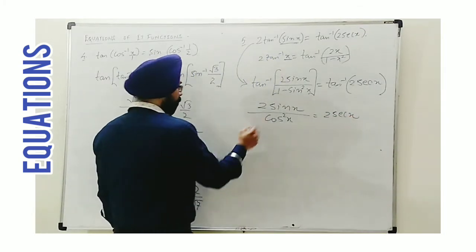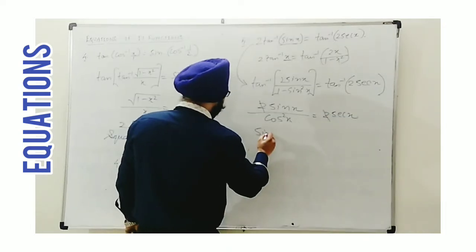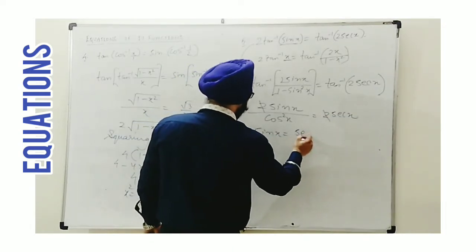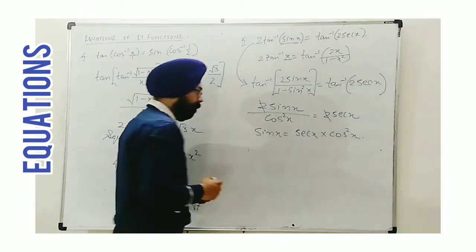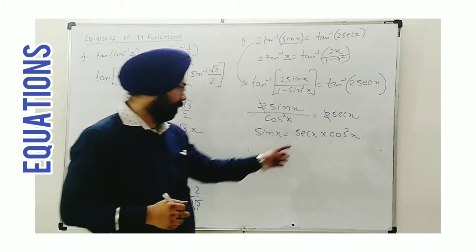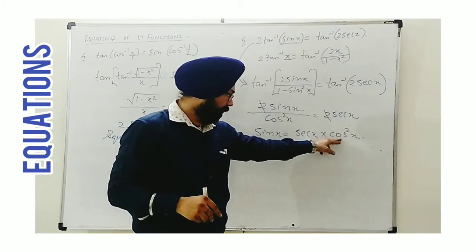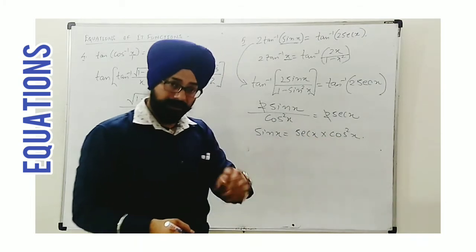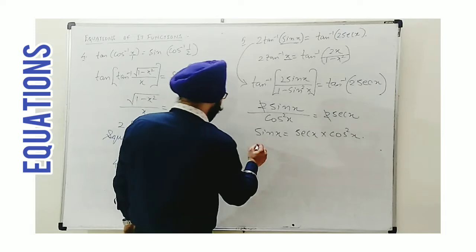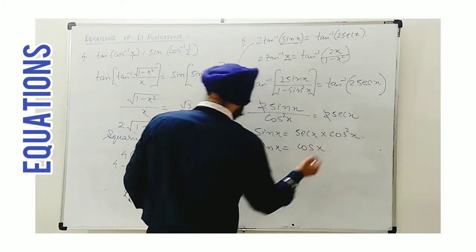Cross multiply, we have these two also cancelled out. Sin x is equal to sec x into cos square x. No need to tell you, sec x into cos x, it's a square. If we pick one cos x, sec x into cos x, being reciprocal, will convert to 1. So we are left with only sin x equal to cos x.